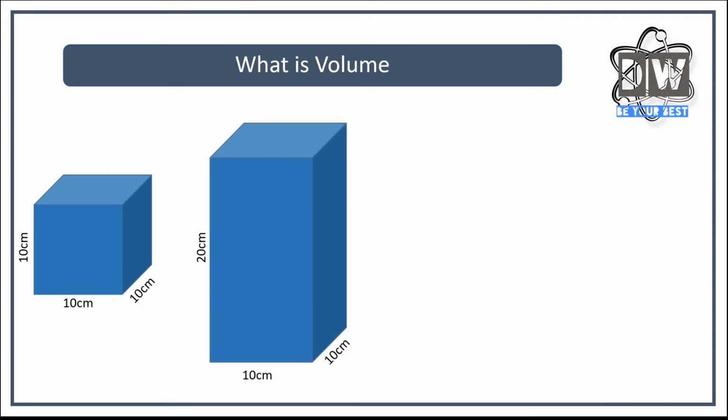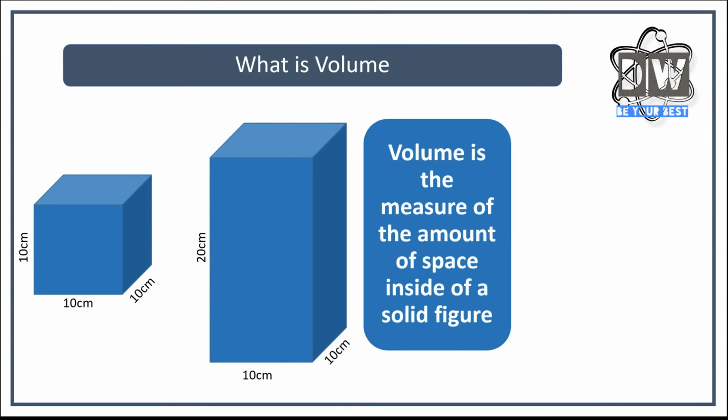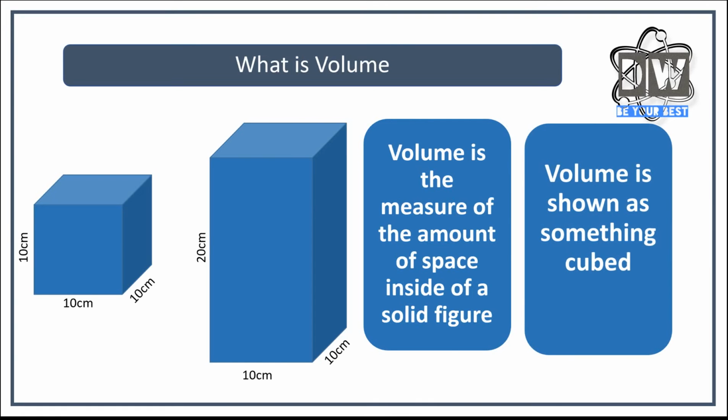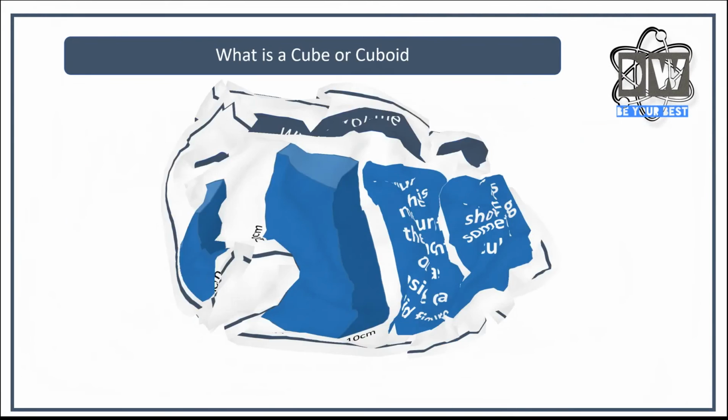So what is volume? Here are some examples. Volume is a measure of the amount of space inside a solid figure. We've looked at area before, which is like the floor area, and volume is like the room. How many boxes could we fill up a room with would be the volume. Or it's a glass, and how much water could we fill up a glass? That would be taking up the volume of the glass. Volume is shown as something cubed. So they're all very simple.